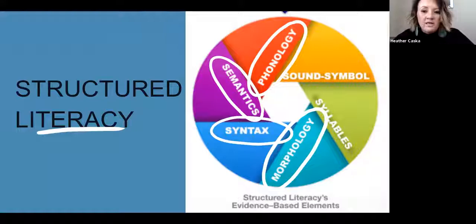So we really have a good understanding of these language skills to better train individuals and to help these students.